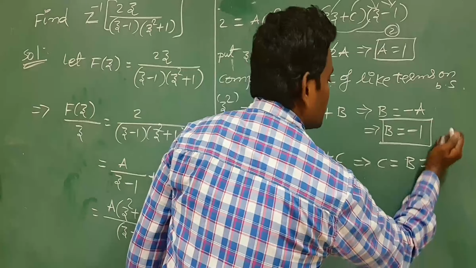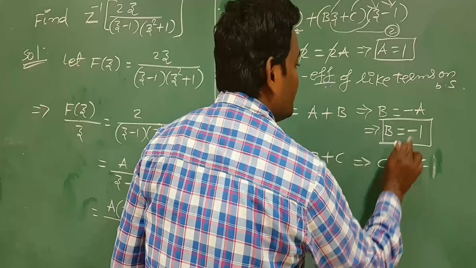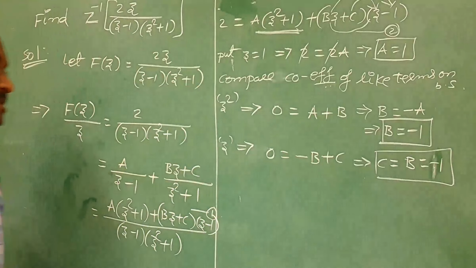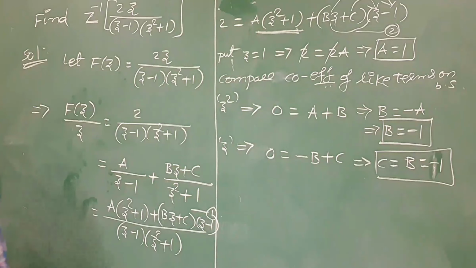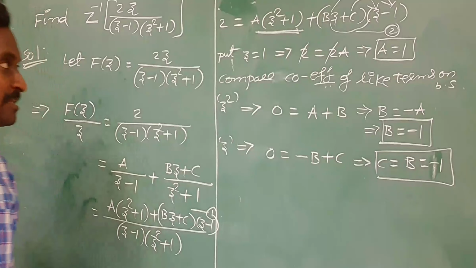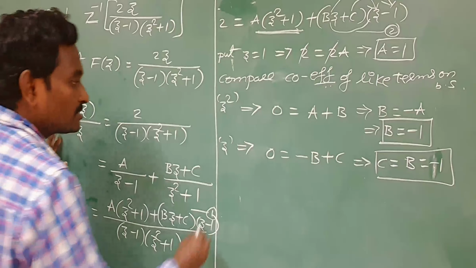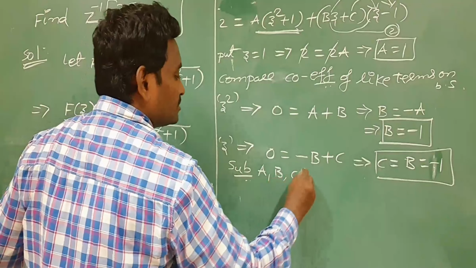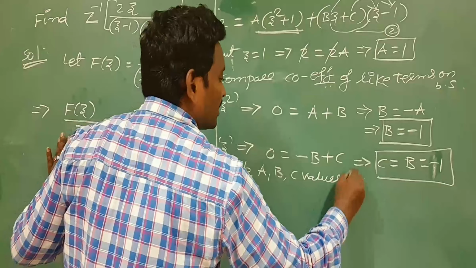Already we got the b value, minus 1. So c is equal to b is equal to minus 1. In this way we can get the values. So substitute the a, b, c values in equation 1.